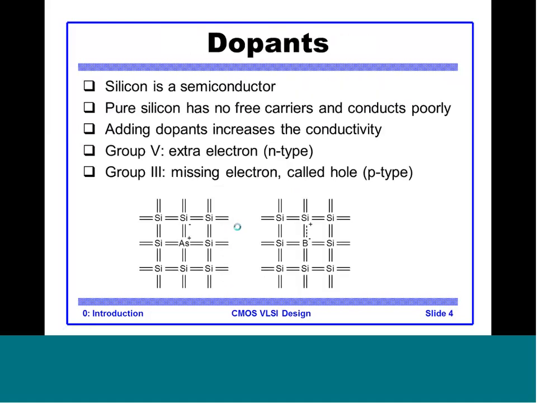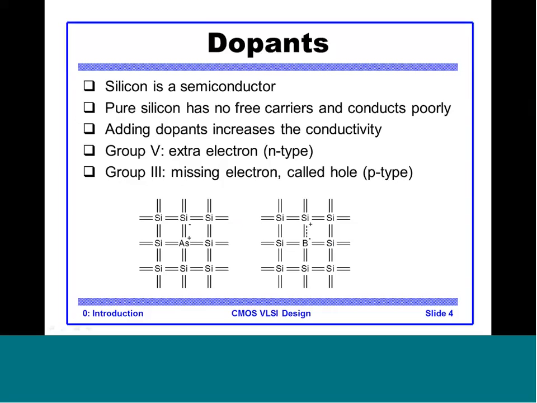Silicon is neither a conductor nor an insulator. It's a semiconductor. Pure silicon does not have any carriers because all the 4 bonds are satisfied. There are no free electrons available. It's a very poor conductor. Group 3 or group 5 elements are added to silicon to increase the conductivity. These are called dopants. A dopant is nothing but an impurity added to silicon to increase its conductivity.